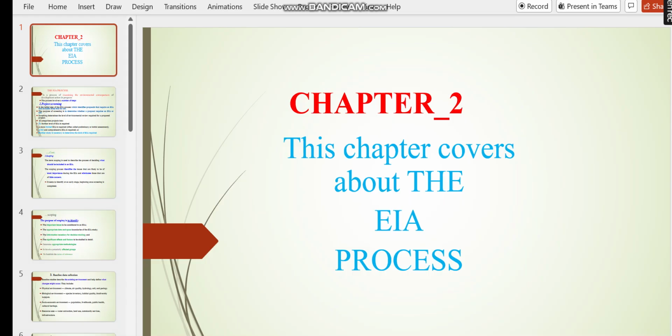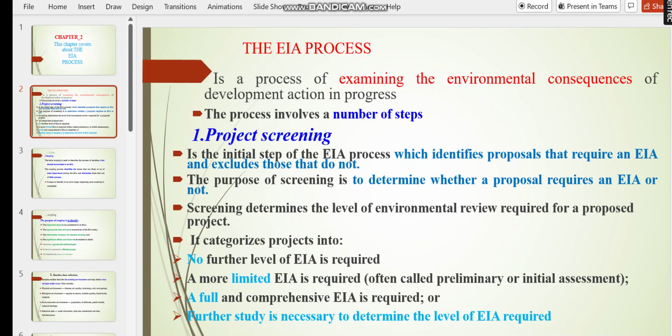Students, today we'll see chapter two of the EIA course. This chapter covers the EIA process. The EIA process includes project screening, scoping, baseline data collection, impact prediction and identification, public participation, impact mitigation, EIA report and review, and also decision making. We will see these steps one by one.